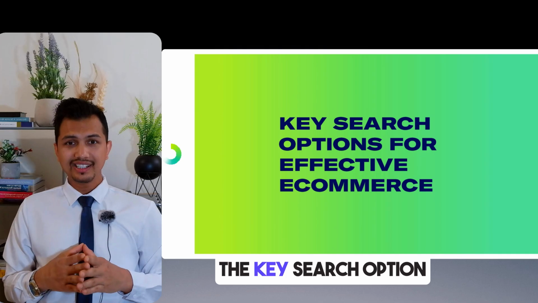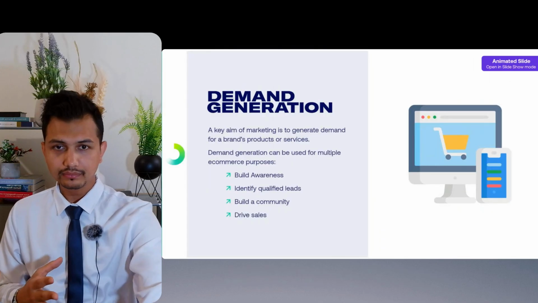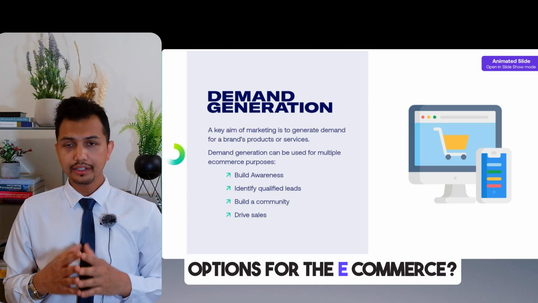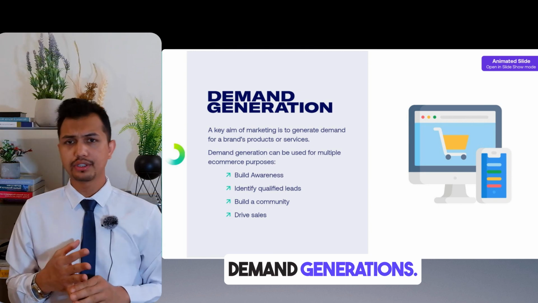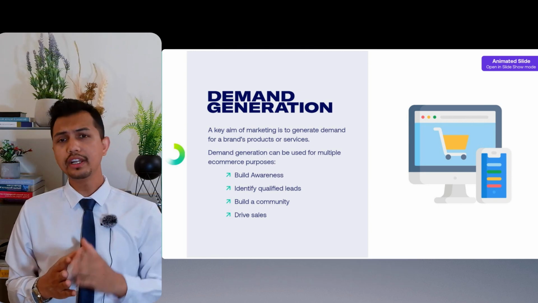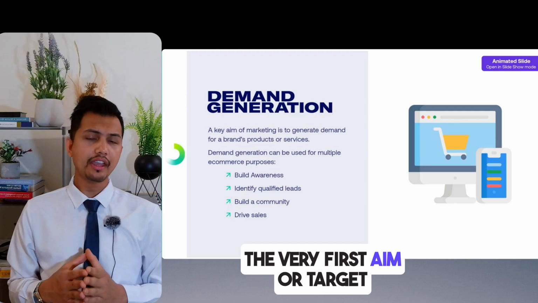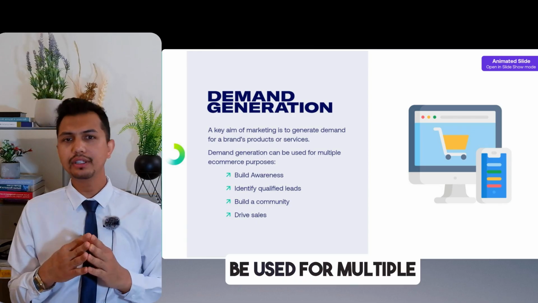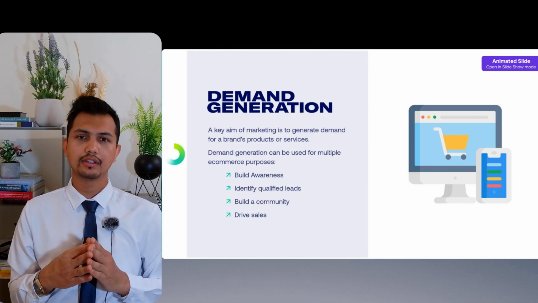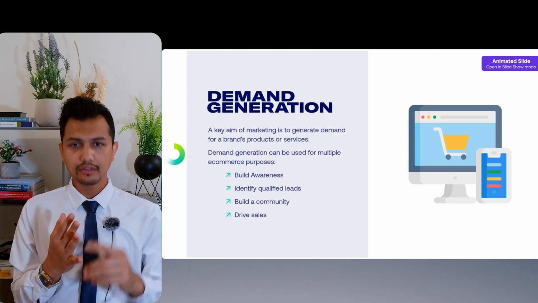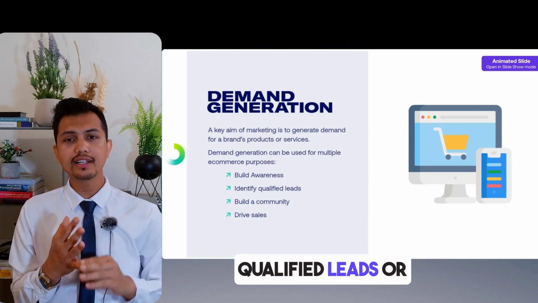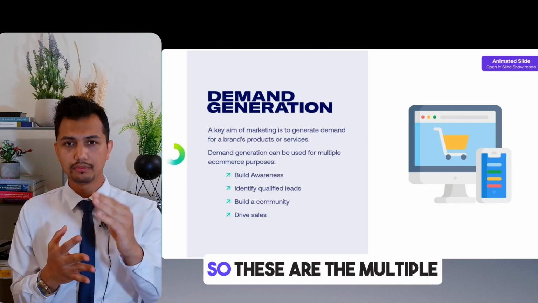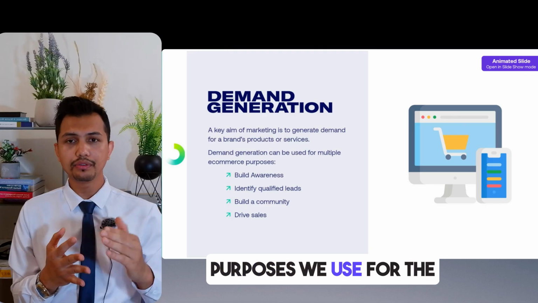And now we will get into the key search options for effective e-commerce. So what are the key search options for e-commerce? First one is demand generation. The very first aim or target of marketing is to generate demand for a brand's product or service. Demand generation can be used for multiple e-commerce purposes, like building awareness, identifying qualified leads, building a community, or driving sales. So these are the multiple purposes we use demand generation for.